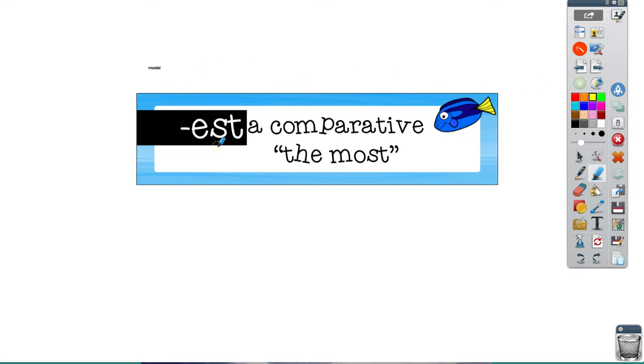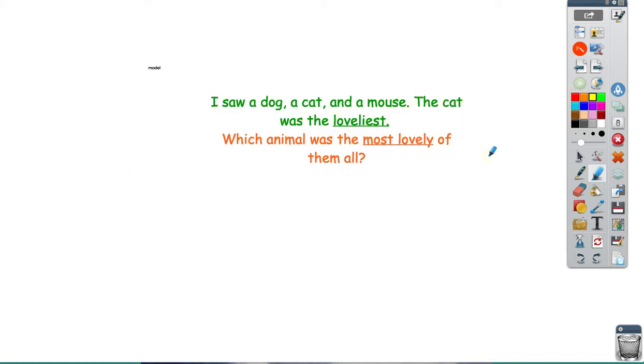The other suffix that you know is EST. It's another comparative, just describing the most of something. And we use this when we're comparing two or more things. Let's take a look, guys. I saw a dog, a cat, and a mouse. The cat was the loveliest. I'm taking a look at the word loveliest. All that is the word lovely with the suffix est. Remember, we had to say goodbye to Y and hello to I. So which animal was the most lovely of them all? The cat was.